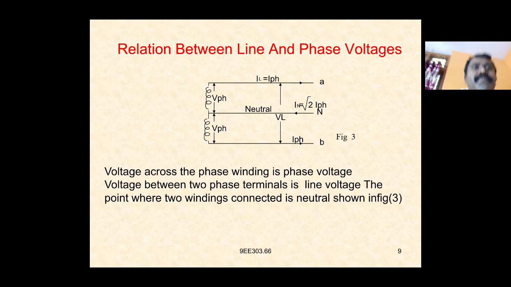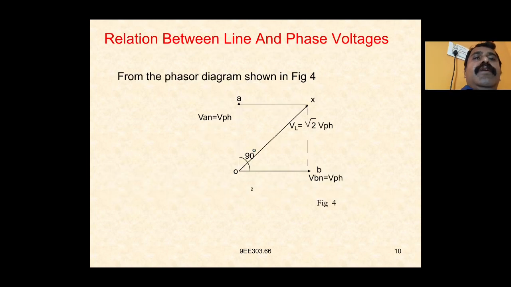So voltage across the phase winding is phase voltage. The voltage between the two phase terminals is the line voltage. The point where two windings are connected is the neutral, as shown in figure 3. So the relation between line and phase voltage from the phasor diagram: VL is equal to V phase in the case of the neutral wire.